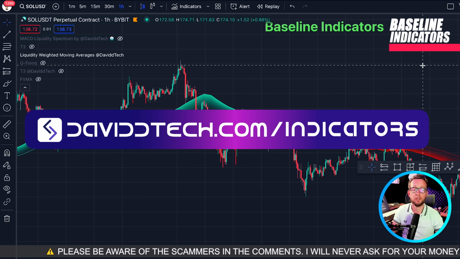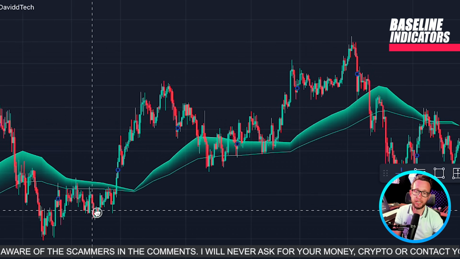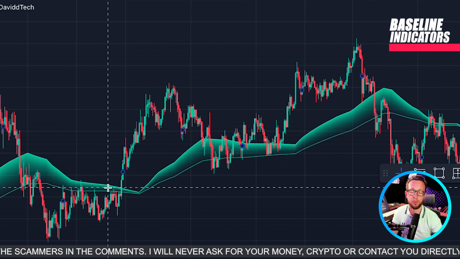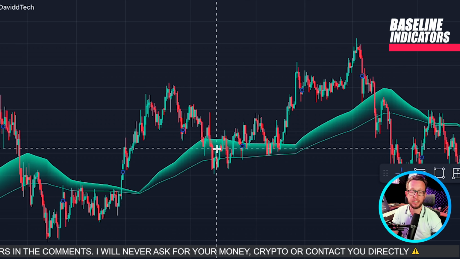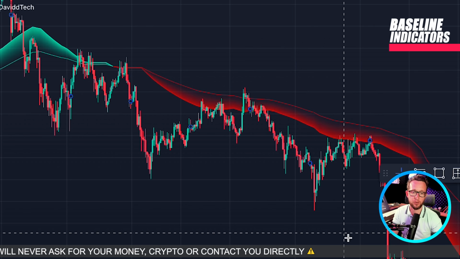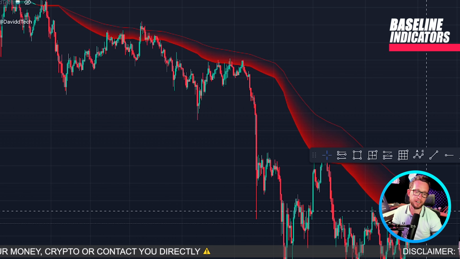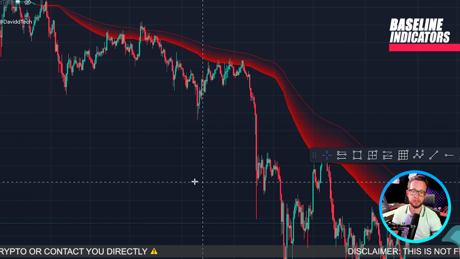They're completely free of charge and most of them are open source. So as you can see, when the cloud is green and price is trending above it, this indicator does a very good job at actually predicting trend movements. Currently, as you can see, it is bearish. We have a big red cloud and price is moving downwards.